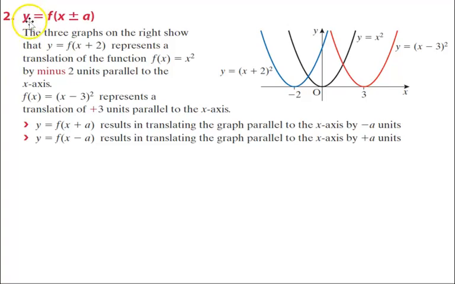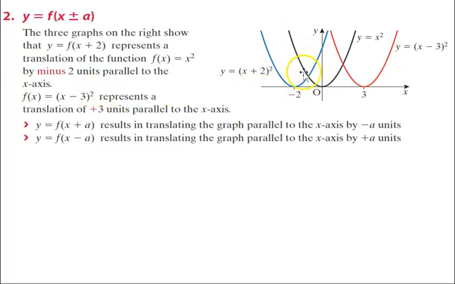Next, we have y is equal to f bracket x plus or minus a bracket. So if a, some unknown value, is added or subtracted to the x inside the function. The 3 graphs on the right show that y equals f of x plus 2 represents a translation of the function f of x equals x squared by minus 2 units parallel to the x-axis.